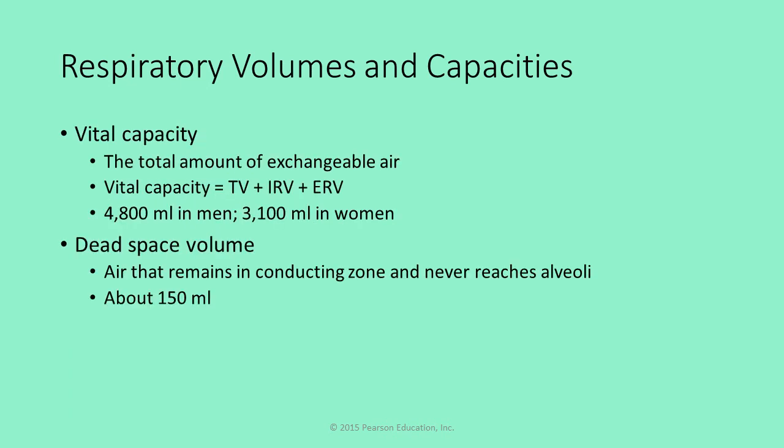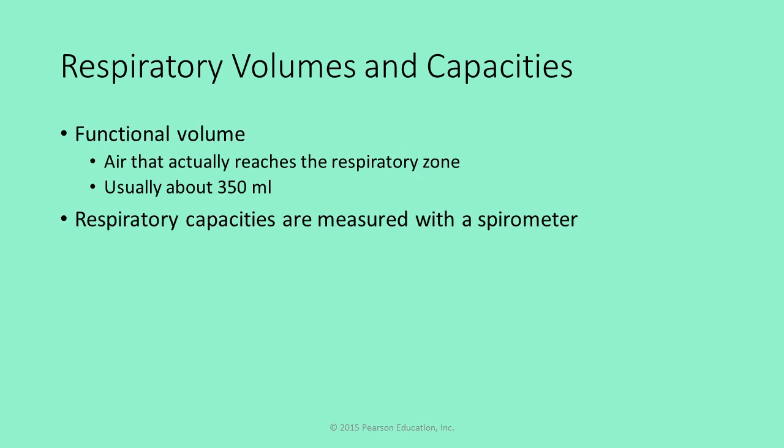You can determine what is the vital capacity. So this would be the total of the tidal volume, inspiratory reserve volume, and expiratory reserve volume added together. Dead space volume, this is the amount of air that's in all of the, like the trachea, the primary bronchi, the secondary bronchi, that hasn't reached the alveoli. Once again, not all of that air is expelled. The functional volume, this is the amount of air that actually is reaching what we call the respiratory zone, that area of the alveoli where the gas exchange can occur.